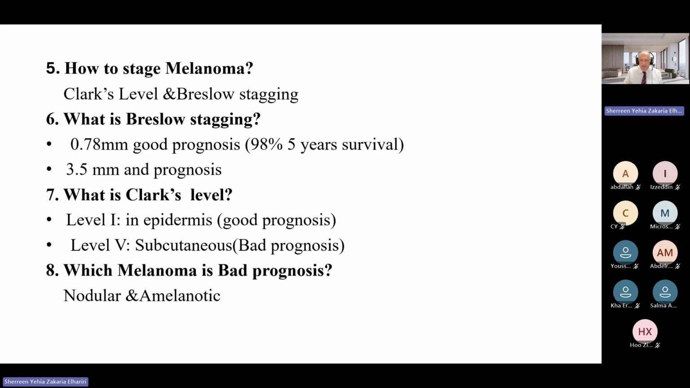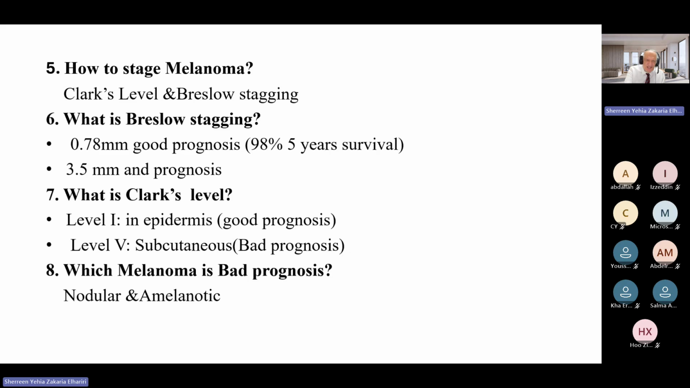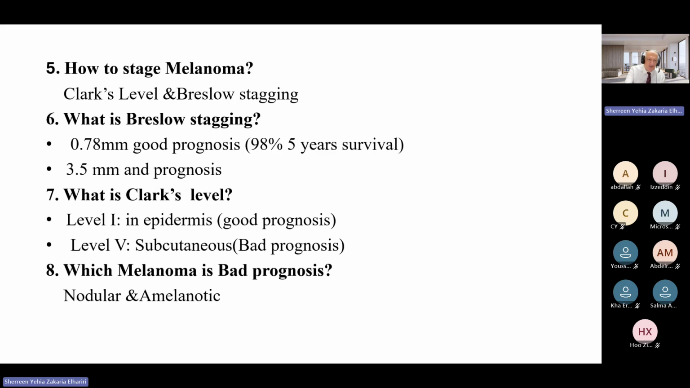All right. Which melanoma has a bad prognosis? Amelanotic and nodular. Amelanotic because it is difficult to diagnose. And which melanoma is good, like a good prognosis? Superficial spreading, of course. Okay, so the bad is nodular and amelanotic, and the good is superficial. What is the method of spread of melanomas?